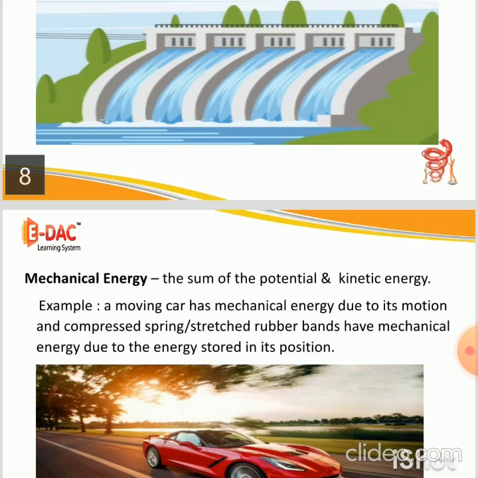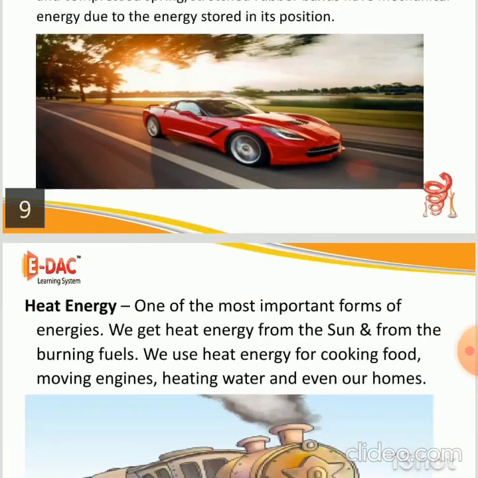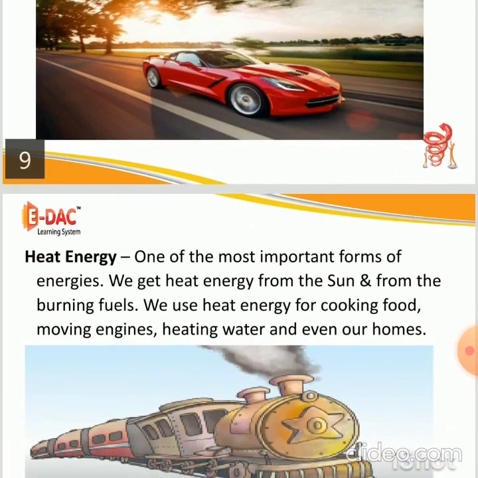Now mechanical energy. The sum of the potential energy and kinetic energy is called mechanical energy. For example, a moving car has mechanical energy due to its motion, and compressed springs and stretched rubber bands have mechanical energy due to the energy stored in their position. So it has got both kinetic and potential energy, because of which the moving car has mechanical energy.